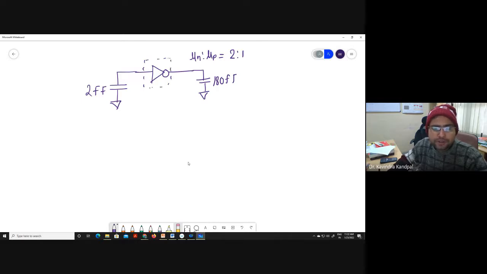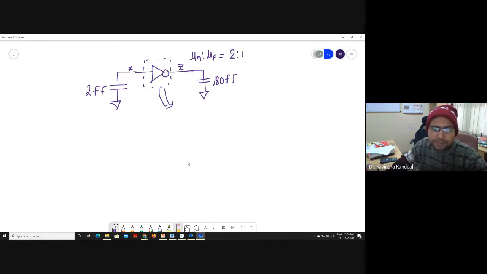Means you are not concerned about whether, if this is x, you are getting x bar or you are getting x. Either you are getting a true form of the output or a complementary form of output. Let's say you are not worried about it. You are okay with both outputs here, x as well as x bar. Then the question was, what should be the size of this chain?